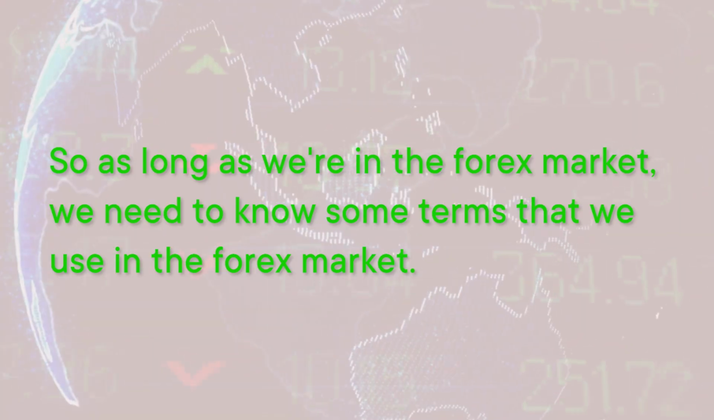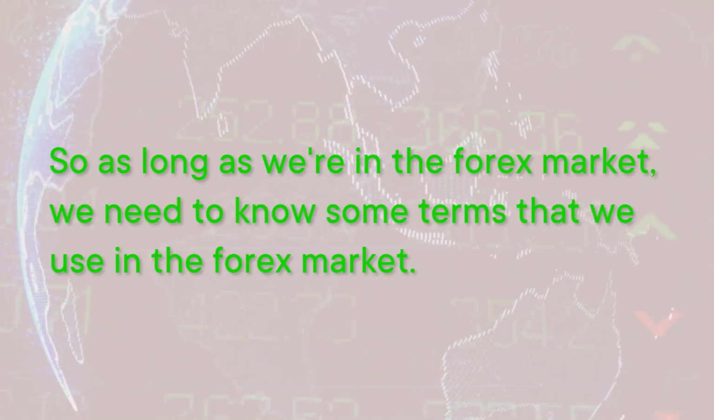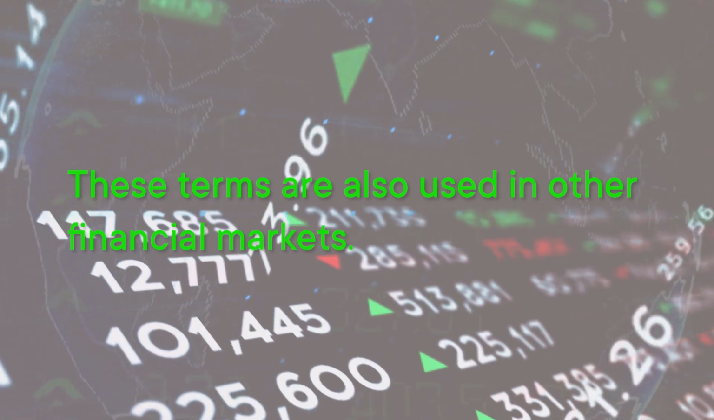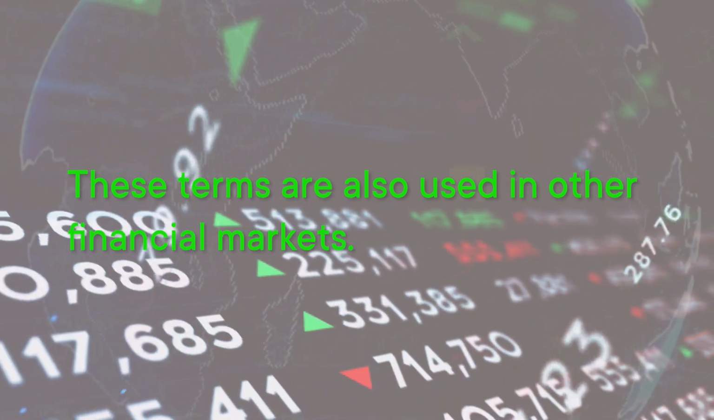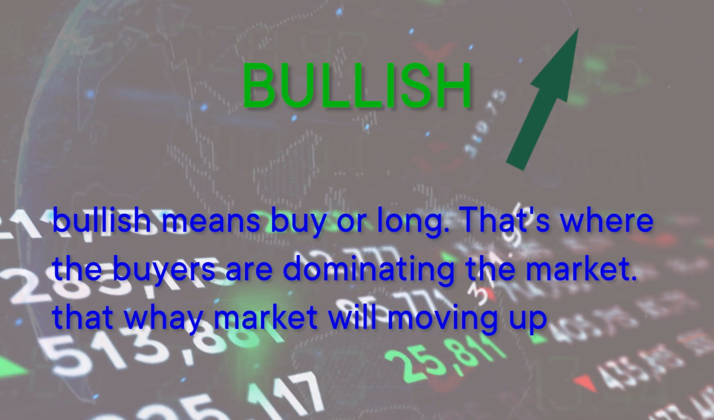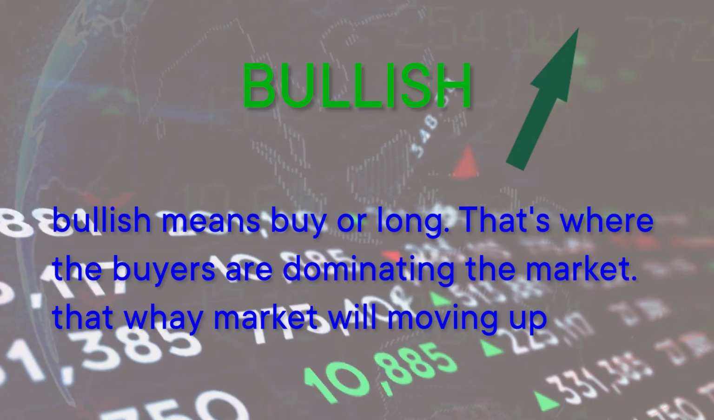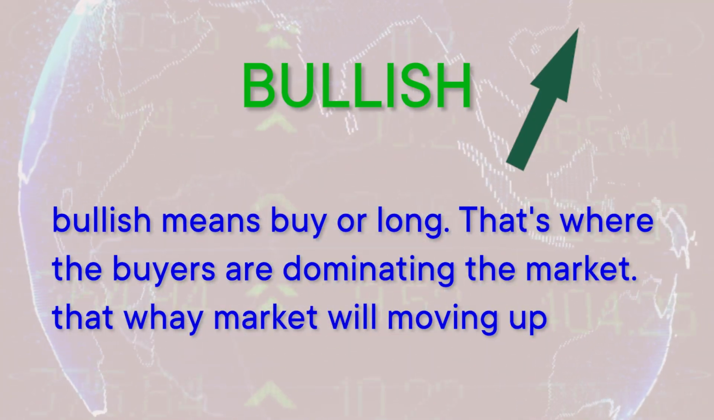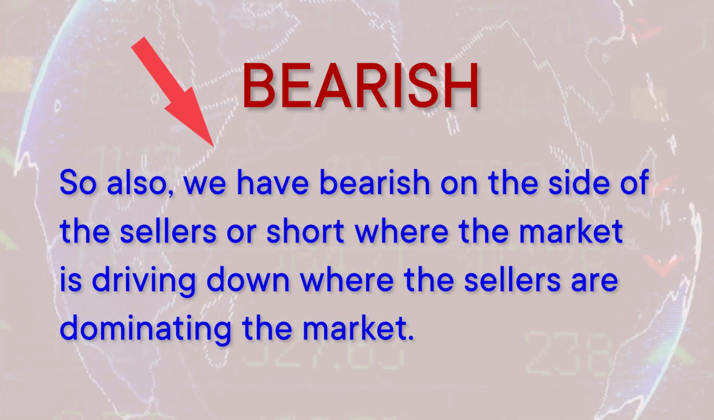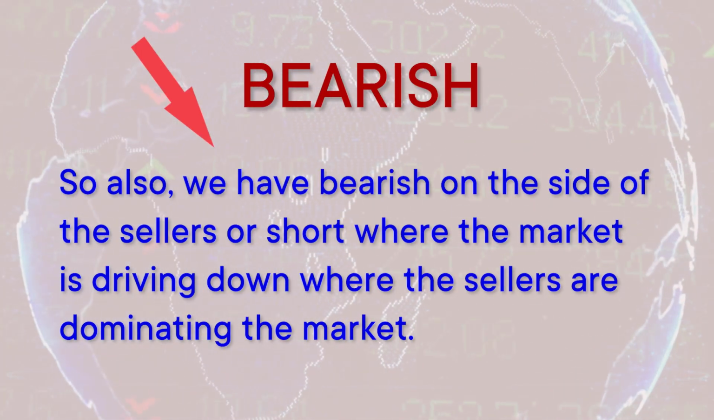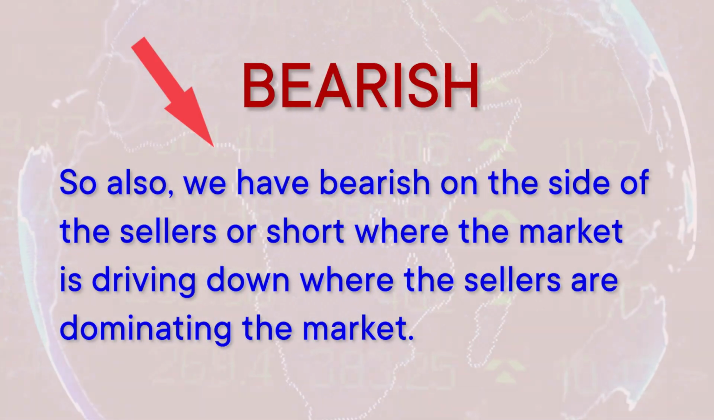As long as we're in the forex market, we need to know some terms that we use in the forex market. These terms are also used in other financial markets. Let's start with bullish, bearish, long, and short. Bullish means buy or long, where the buyers are dominating the market and the market will be moving up. Also, we have bearish on the side of the sellers, or short, where the market is driving down and the sellers are dominating the market.